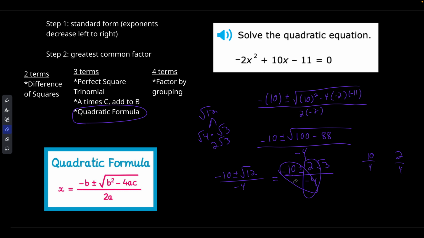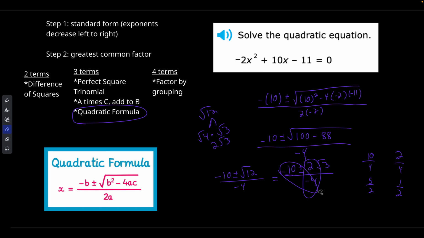Secondly, when you reduce these two fractions, you must reduce by the same number. Can't pick two different numbers, okay? In this case, the number that I can reduce both of them by is 2. If I reduce 10 over 4 by 2, I get 5 over 2. And if I reduce 2/4, I get 1/2.